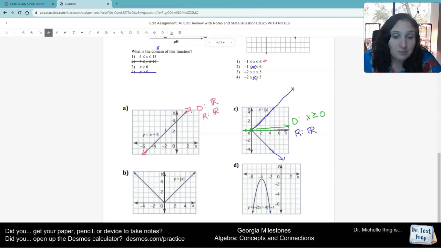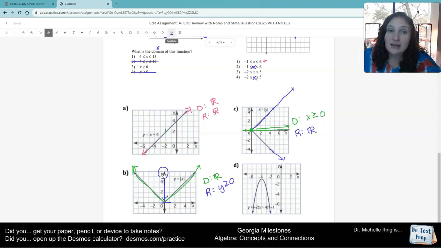Let's look here. Here we have these arrows. These arrows consistently go up and they consistently go out. So our domain will be all real numbers. But our range, look at, here's our y-axis, it stops at 0. So our range is going to be all y values greater than or equal to 0.